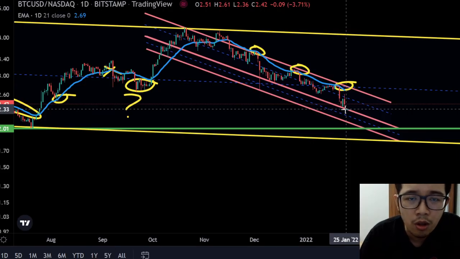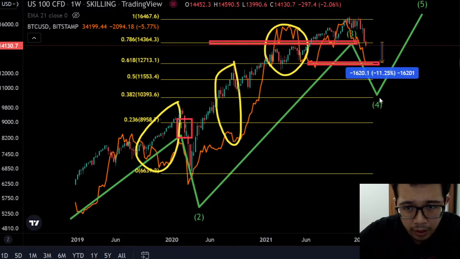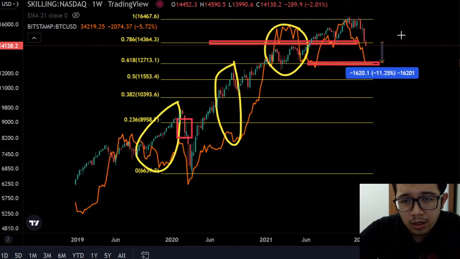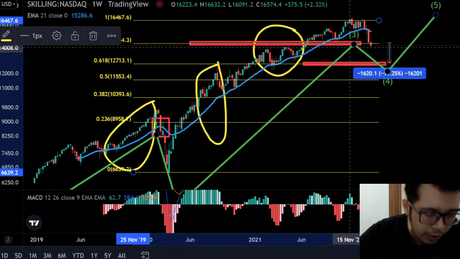strong hands, strong faith that the bullish run is not over. I told you that we are now entering wave 4 and next is wave 5. And some of our friends ask, what if the wave 5 doesn't come at all? So we go into wave 4 and just go down, down, down, and down again.